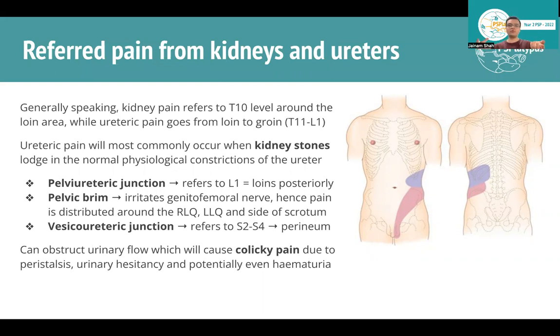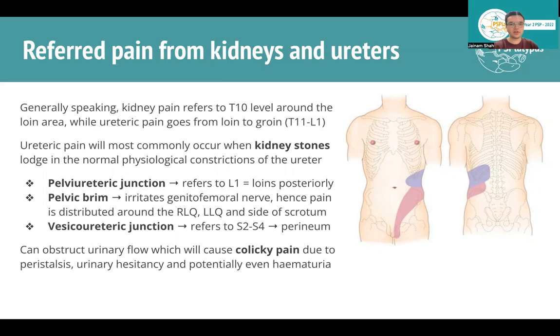Remember what I told you before with the posterior abdominal wall nerves, is that the genitofemoral nerve is the only nerve that travels over psoas major. Everything else travels posteriorly. So you can imagine that if the ureter starts to get inflamed and irritated, that's going to irritate the GF nerve.